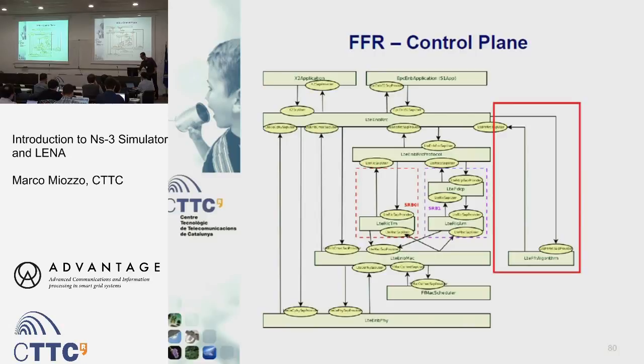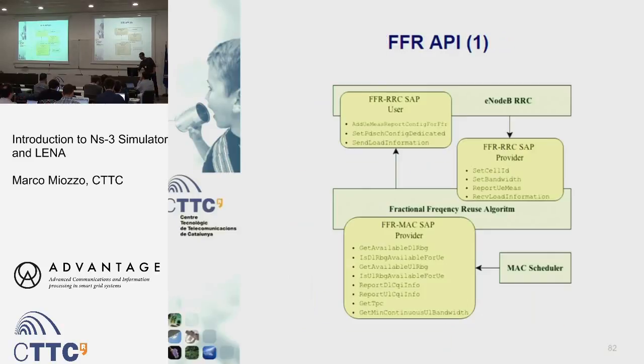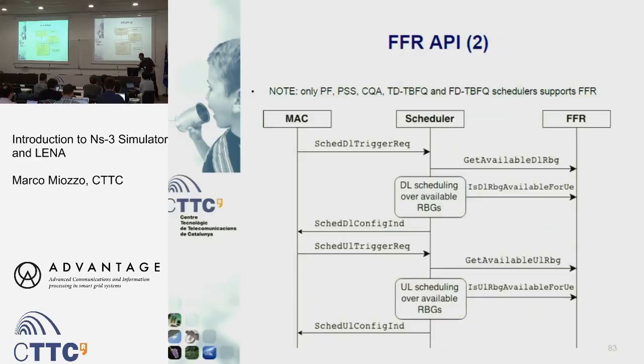And from the data part, it controls the scheduler in order to tell the scheduler where to place each user according to its feedback. So these are the standard APIs. This is an example of how it works.